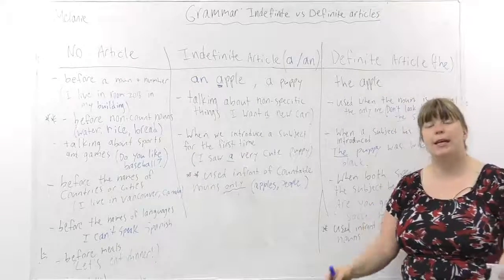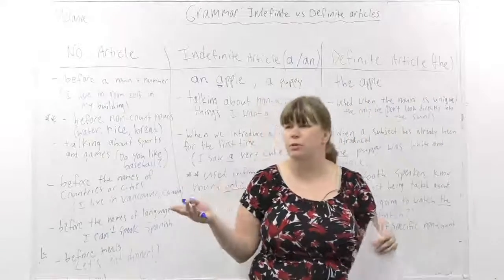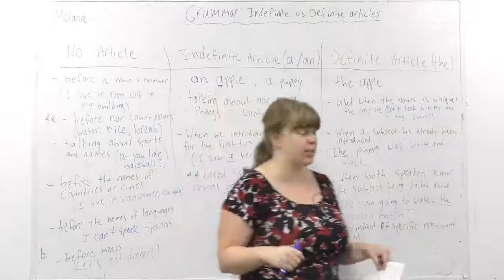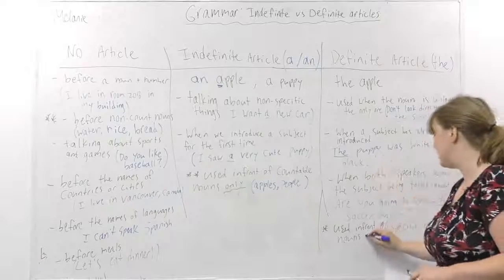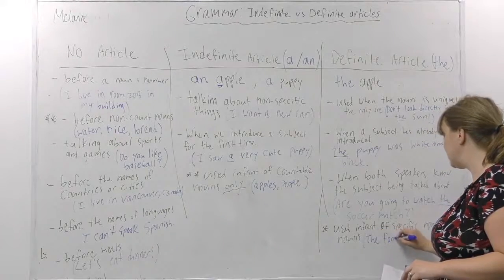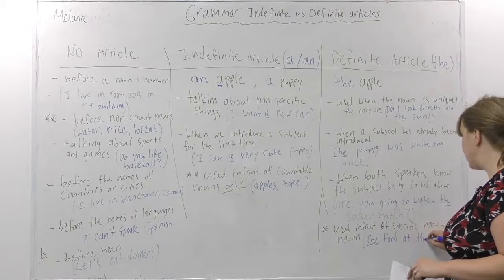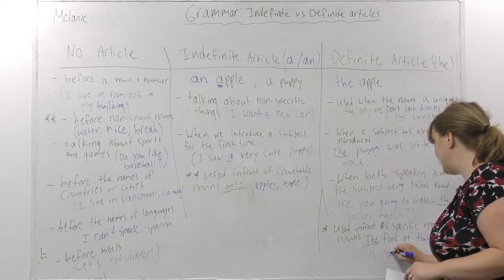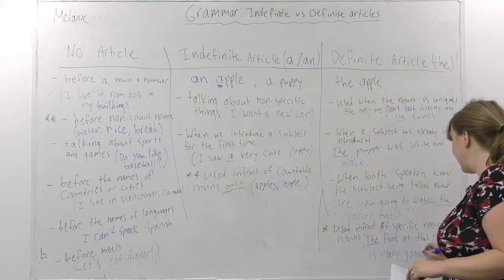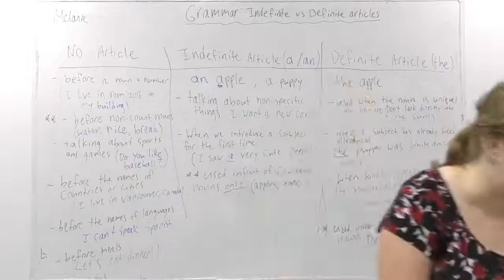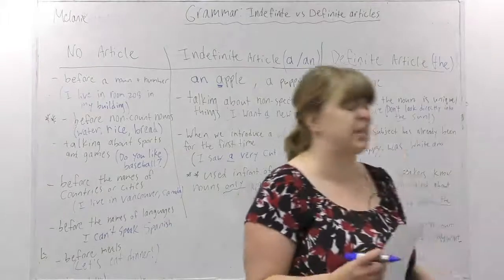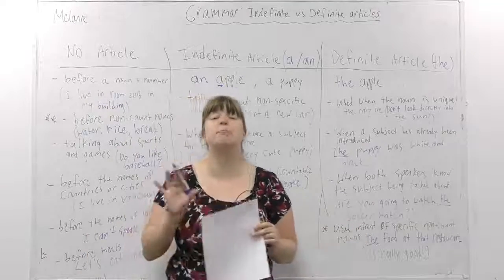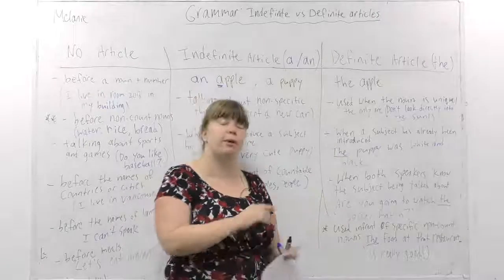and we find a restaurant. Maybe you ask me, how's the food at that restaurant? Oh, the food at that restaurant is really delicious. So we're talking about one type of food. So the food at that restaurant is really delicious, really good. Okay. So if you're talking about a specific non-count noun, you can put the in front of it.